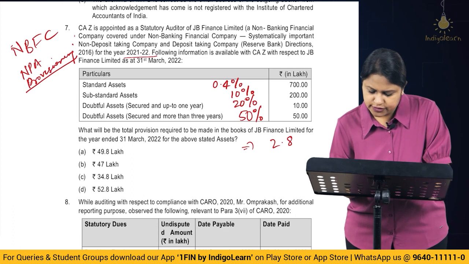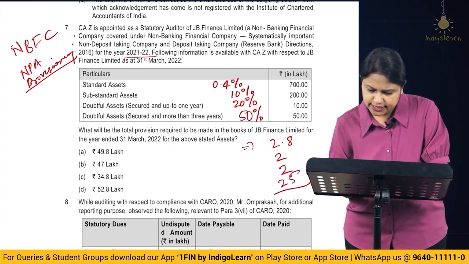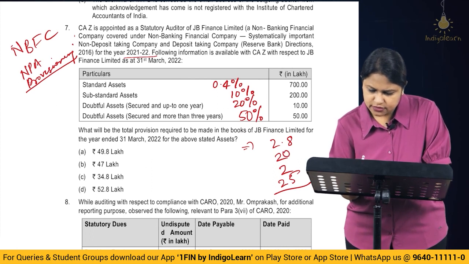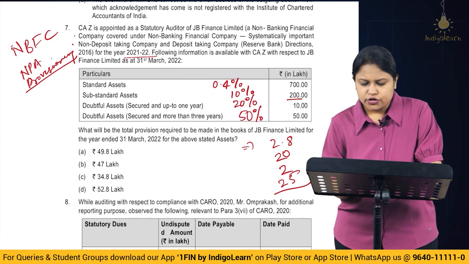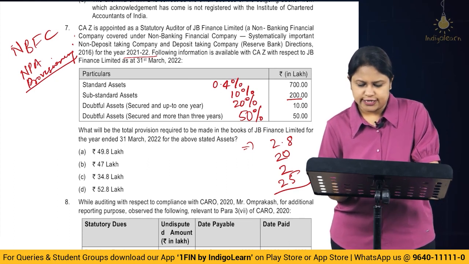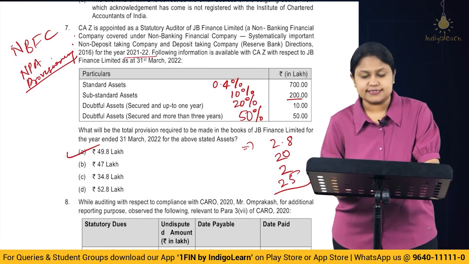10% of 200 is going to give you 2. Then 20 will again give you 2 and then 25. Correct? No, 10% is going to be 20 here. 20 into 10%. Okay? So 25, 35, 45, 46, 47, 48, 49, 49.8. Alright? So the answer will be 49.8 lakhs.